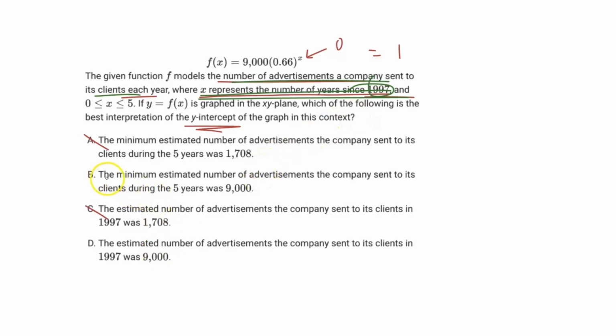So let's see. B is minimum number estimated during the 5 years was 9,000. Makes no sense. It's not 5 years. It's just the singular 1997 year. So it's not B, must be D as our final answer.